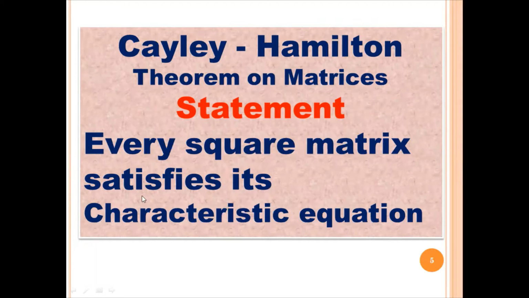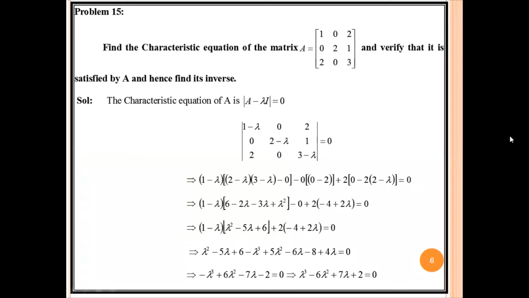Every square matrix satisfies its characteristic equation. This is the statement of the Cayley-Hamilton theorem. Next: find the characteristic equation of the matrix A = [1 0 2; 0 2 1; 2 0 3], verify that it is satisfied by A, and hence find its inverse.